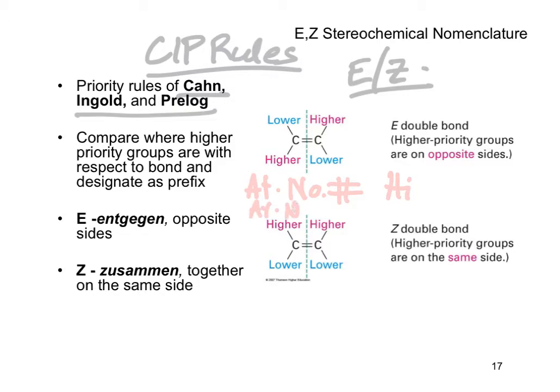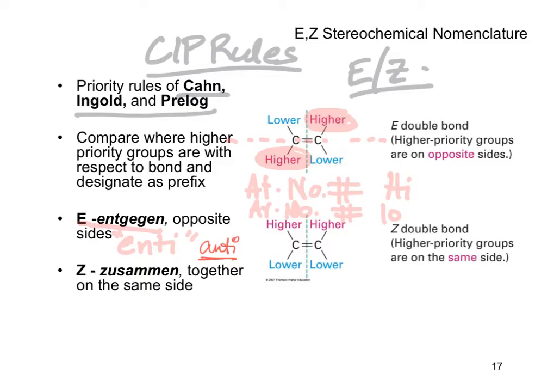Atomic number low means that you have a lower priority. And then they would see where the high priority groups are. If the higher priority groups are on opposite ends, that means they are across the double bond, then you're going to say that this is across, it's E. I like to call it anti, and it means entgegen, which is German for anti.